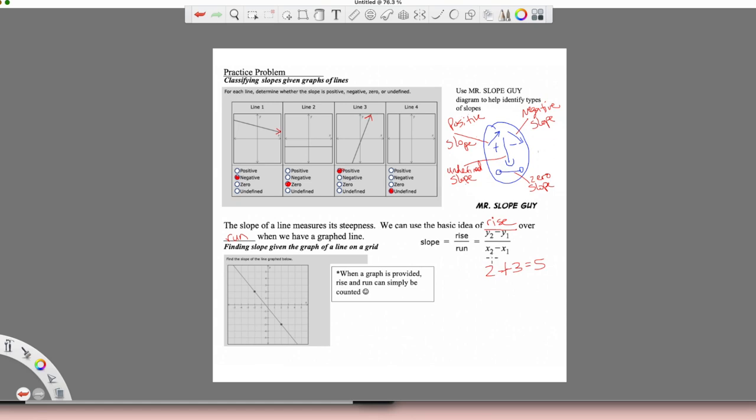And then for the x's, that's the run. I'm doing the same thing. I want to know how many spaces are between the 2 points. Now I'm going to go right and left. So now I'm starting at -2, and I'm going to 2. So I'm going to go -2 minus 2.